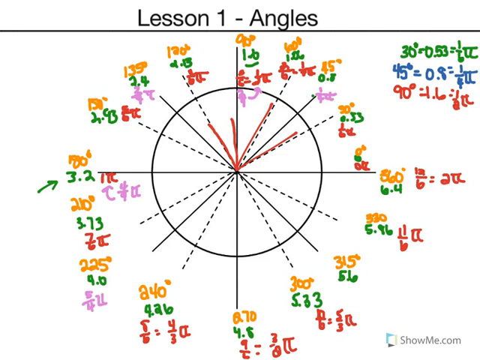This would be 6/4 pi, which is the same as 3 over 2. This would be 7/4 pi, and this would be 8/4 pi, which is the same as 2 over pi. So that is your unit circle. You do need to fill in the entire thing.